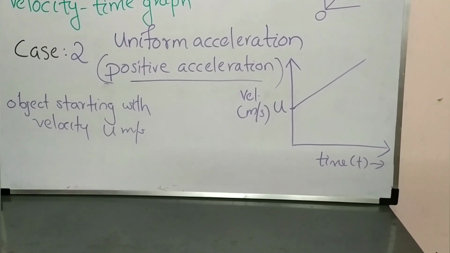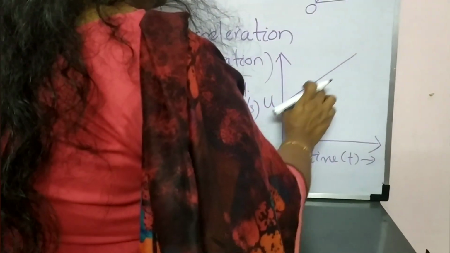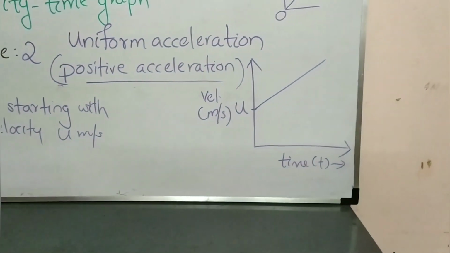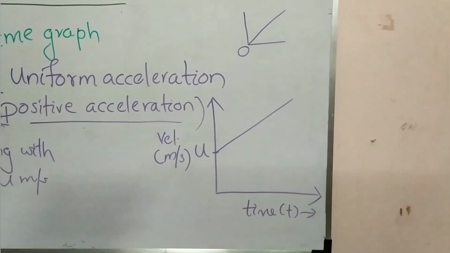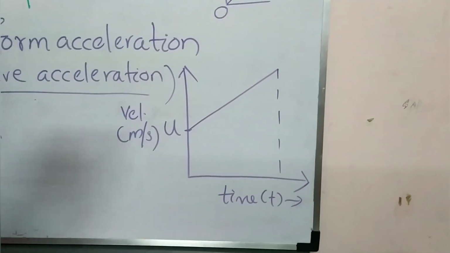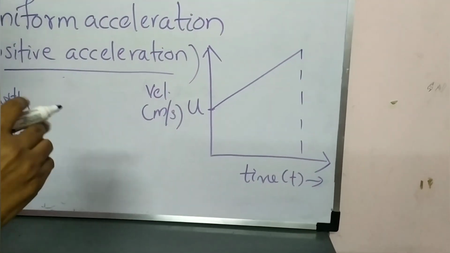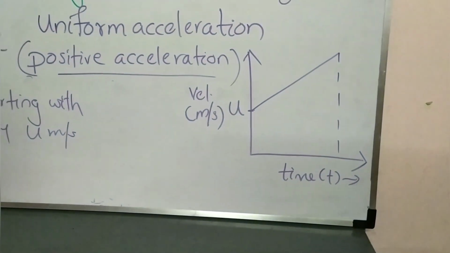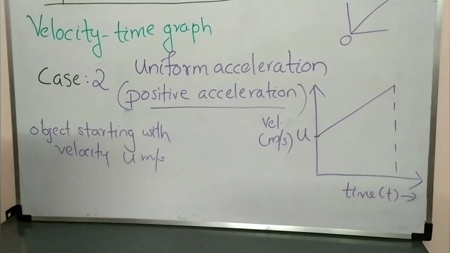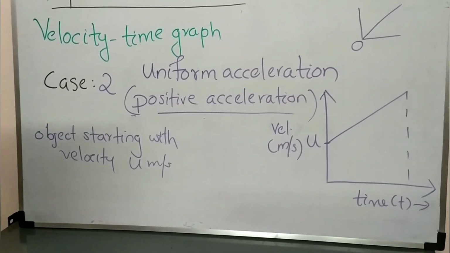Here the velocity of that object is increasing. You can see it is increasing with respect to time. Then by finding the area under this velocity time graph, you get the distance. For finding the area of this graph, in this case there are two ways. You have to know what the two ways are, and that will be helpful for you to derive the equations of motion.